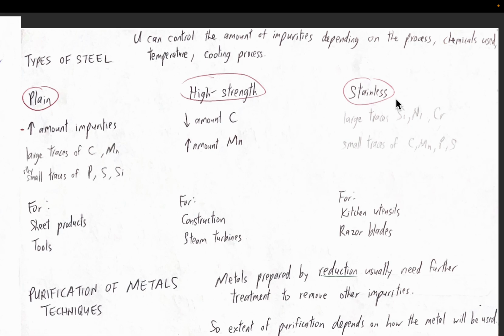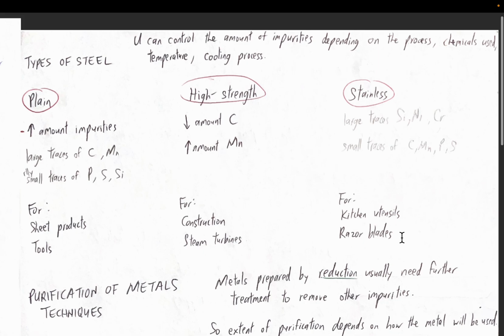For the third type of steel, stainless, it has large traces of silicon, nickel, and chromium. I believe this is chromium. There are also small traces of carbon, manganese, phosphorus, and sulfur. So these are for kitchen utensils and razor blades.